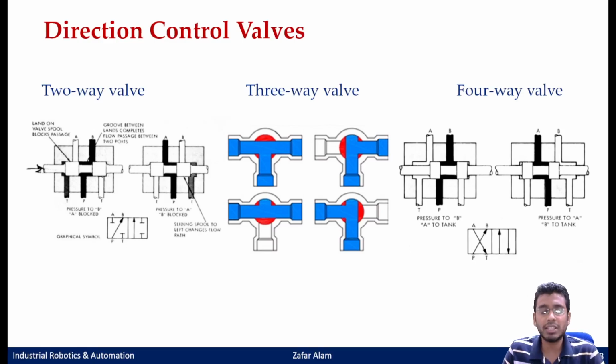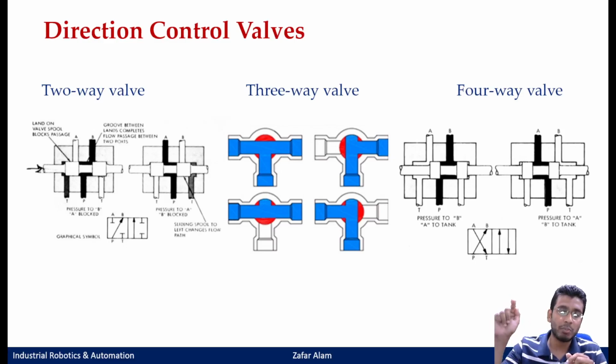Why? Because in double acting cylinders, if you can recall from your previous lecture, a double acting cylinder requires one pressurized port to extend, and from the other end of the cylinder you also have to have a line that drains out the non-pressurized fluid back to the tank port.